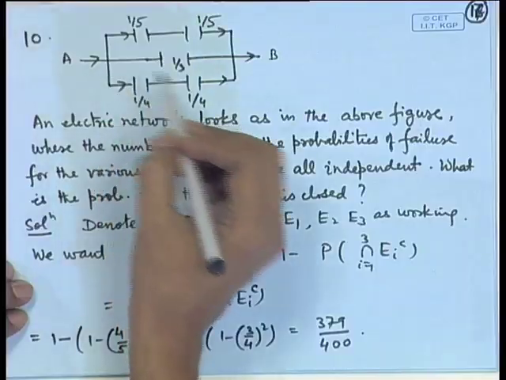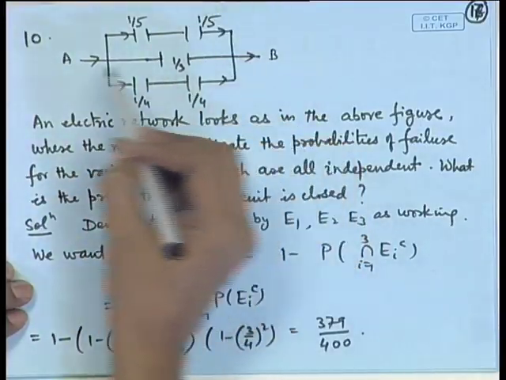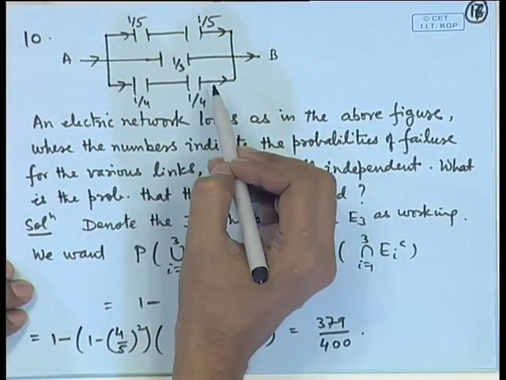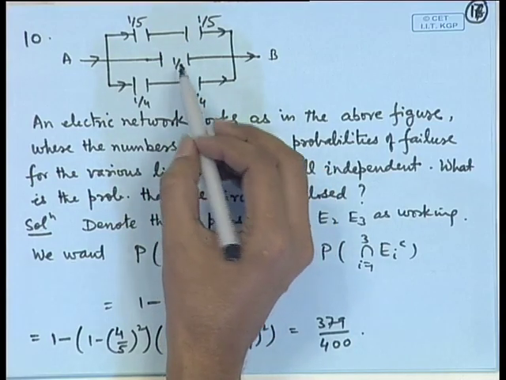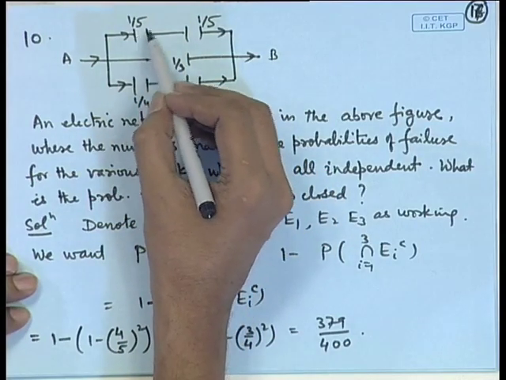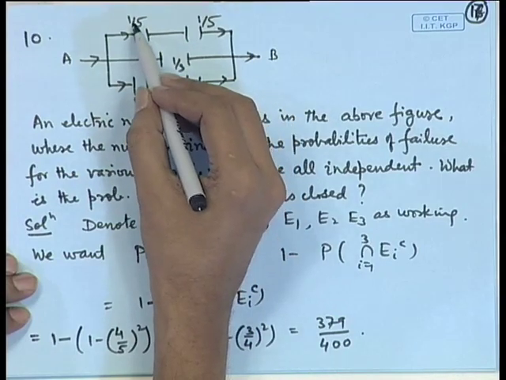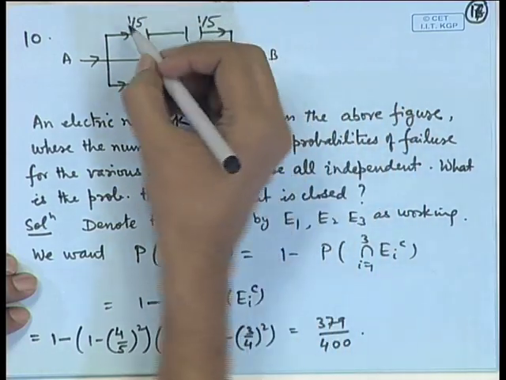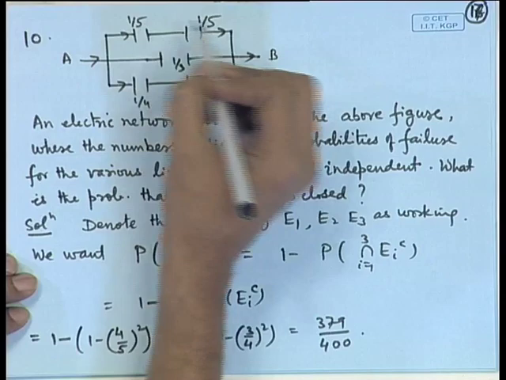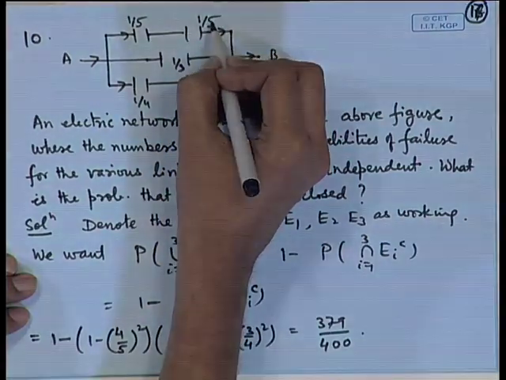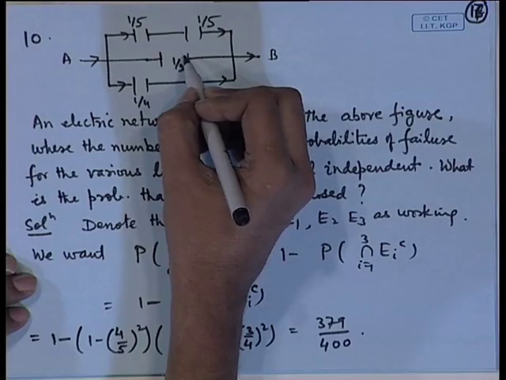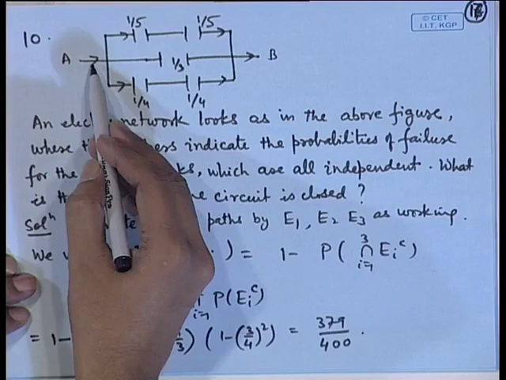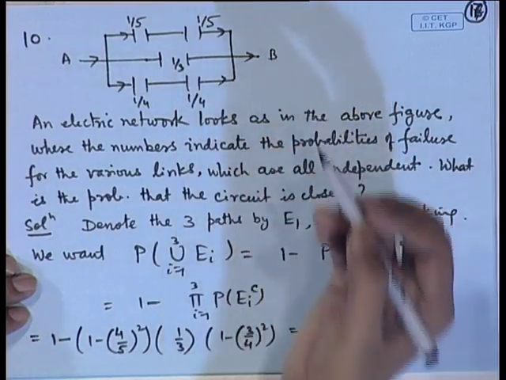Let us consider a communication channel. This is an electric network. The current flows from A to B. However, there are 3 independent paths here, which we call say E1, E2, E3. There are circuits here. So, 1 by 5 denotes the probability of failure of this link, 1 by 3 is the probability of failure of this link, 1 by 4 and so on are the probabilities of failure of these links. What is the probability that the current is actually flowing from A to B?